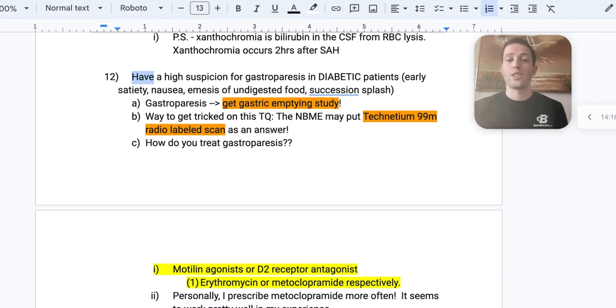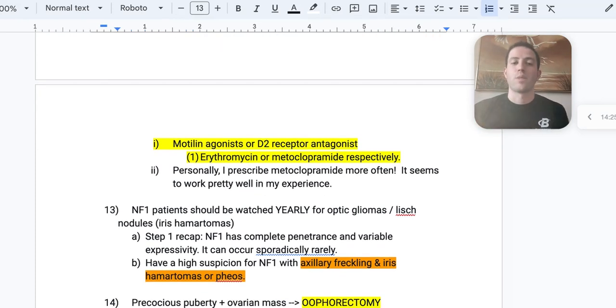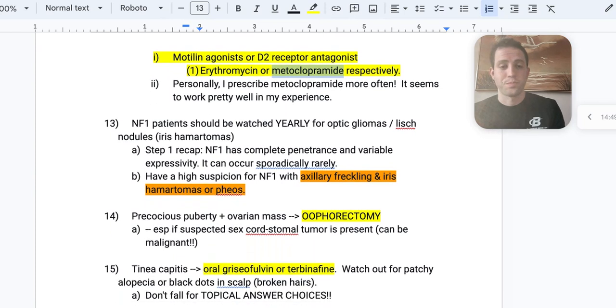You basically orally ingest a technetium, and it's going to show you if it passes through your gastric outlet. So how do you treat gastroparesis? Number one is you want to consider either a D2 receptor antagonist or a motilin agonist. Metoclopramide is what I go with. That's the D2 receptor antagonist, and erythromycin is the motilin agonist. Generally, in my practice in the hospital, I prescribe metoclopramide more often than erythromycin. It seems relatively well tolerated, but you want to look for extrapyramidal side effects with it.